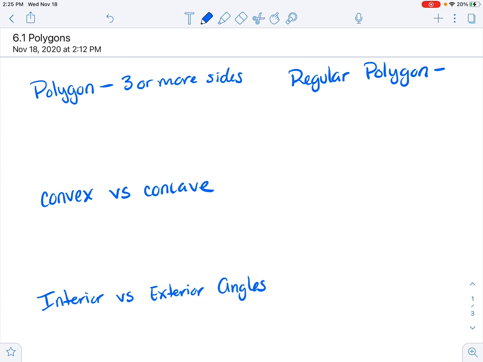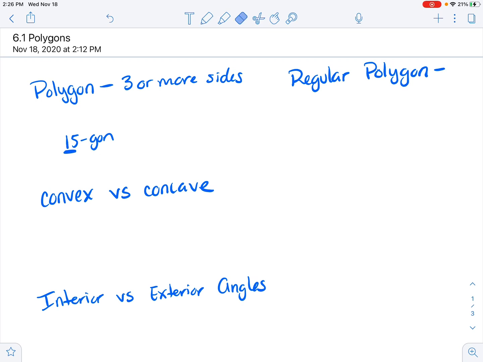We have an 8-sided figure, which is an octagon. We have a 9-sided figure, which is a nonagon. We have a 10-sided figure, which is a decagon. Okay? Above that, you might see 12-sided figures, dodecagon. Otherwise, they're just going to write it as, say, 15-gon. Okay? So this number right here in front of gon would be your number of sides that the polygon has.